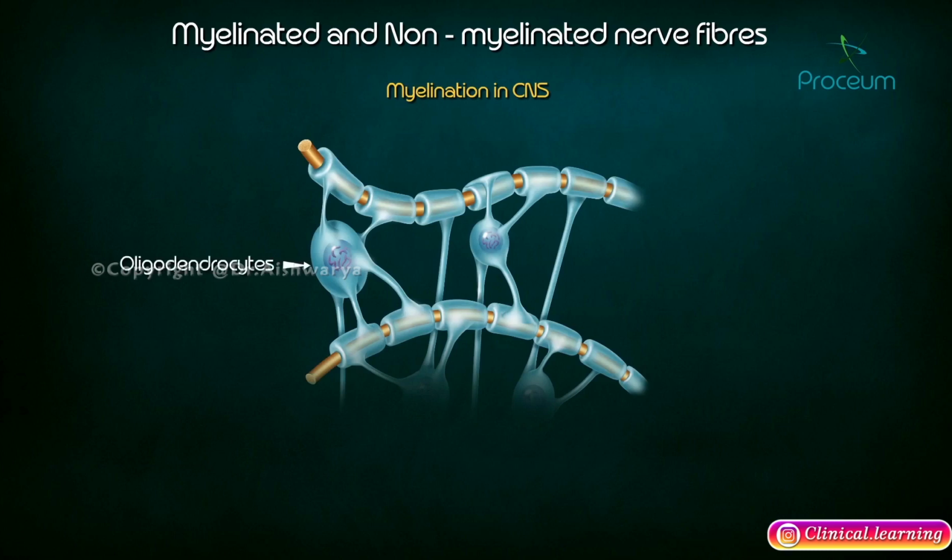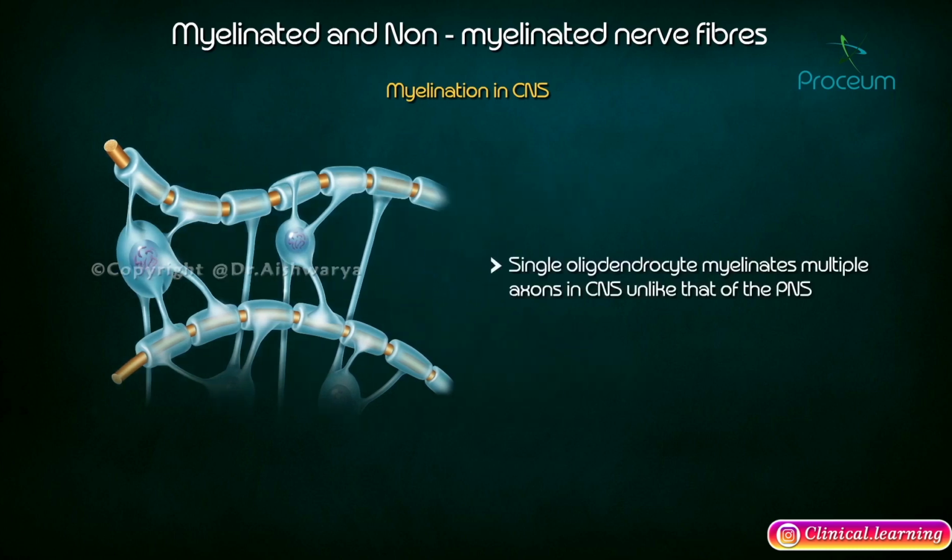Myelination in the central nervous system: the oligodendrocytes of the neuroglia are responsible for the myelination of the nerve fibers in the central nervous system. They follow a similar process of myelination as that of the peripheral nerves, but a single oligodendrocyte provides myelin sheath around multiple axons, unlike that of the PNS.